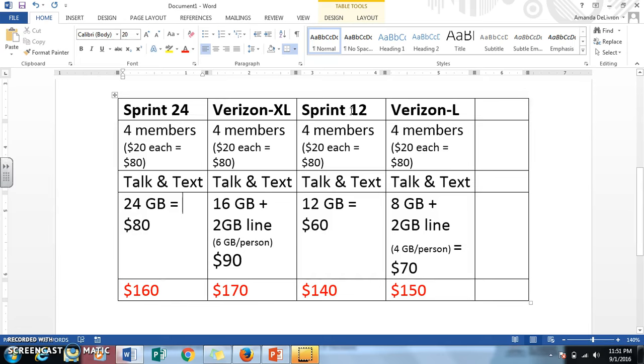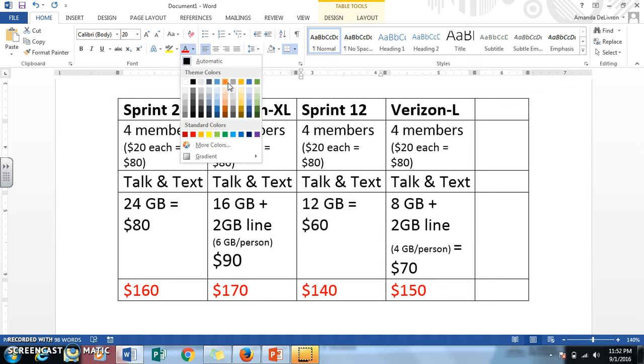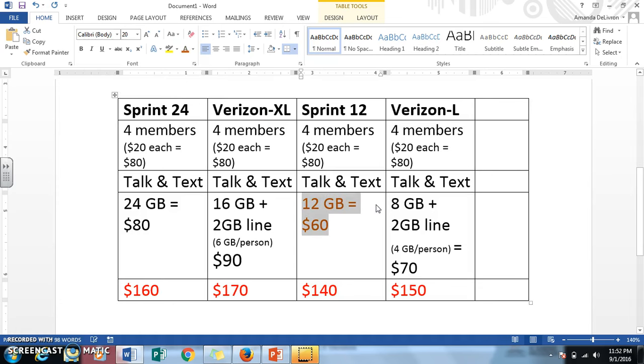Sprint's 12 gigabyte membership is $60 a month, and this is a bit lower than what we had expected. We really wanted it to be 16, so I'm going to go ahead and just make that a different color. It's not that big of a deal, but it's lower than what we want. It's acceptable, but just a little bit lower. So I've highlighted that. Again, it's $140. That's $20 more than what we expected, and so far the cheapest option for us.